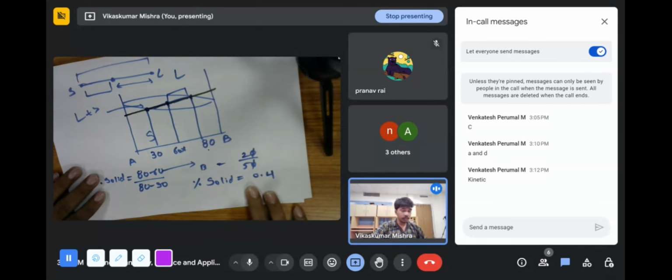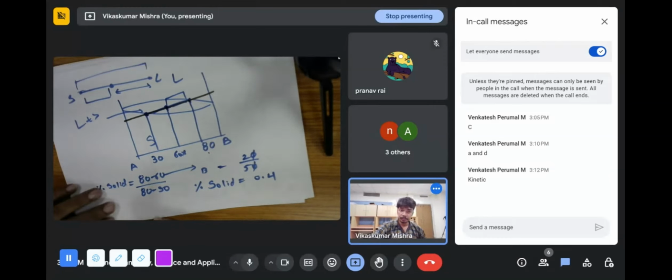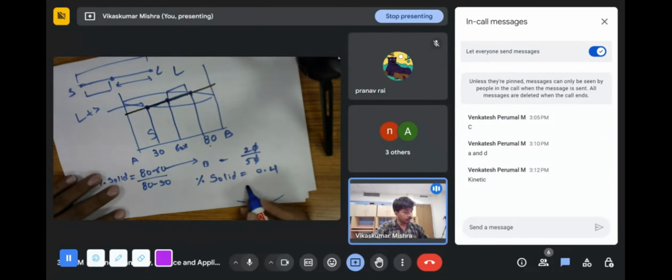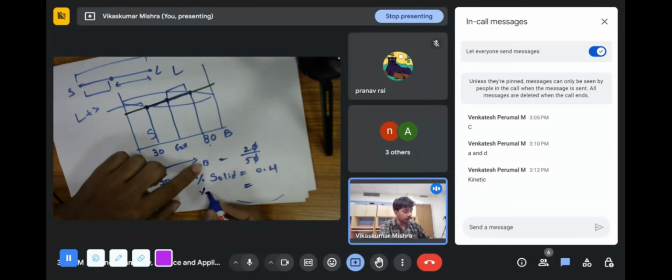Since we found the solid fraction, and we know that only solid and liquid are existing, the remaining is liquid only. So the liquid fraction will be nothing but 1 minus 0.4, that is 1 minus the solid fraction. It will be 0.6.